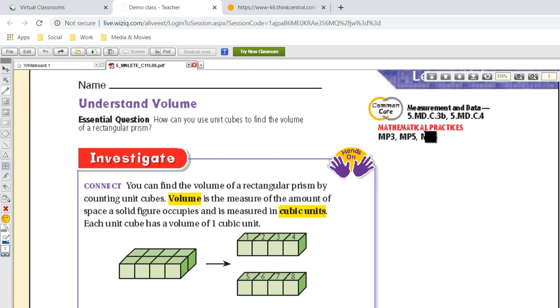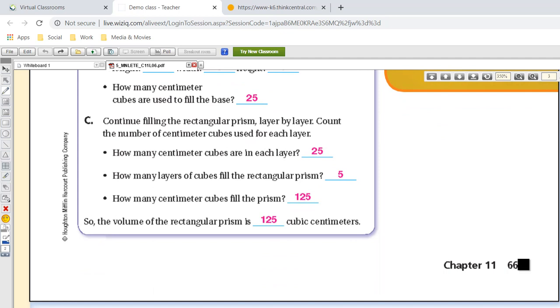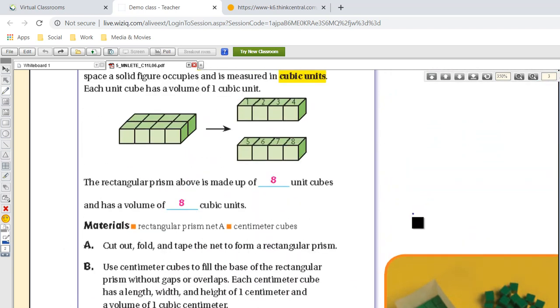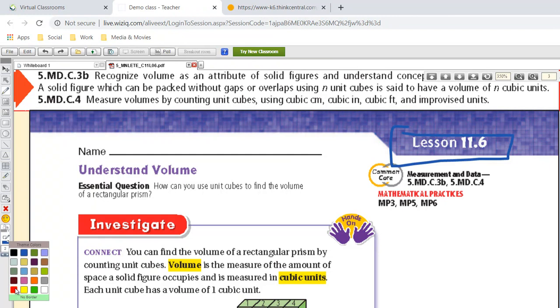Firstly, open your book, page 669, lesson 11.6. Okay, let's understand the meaning of volume.